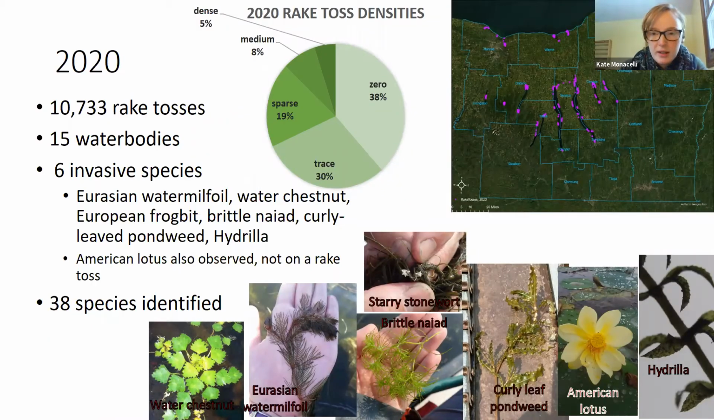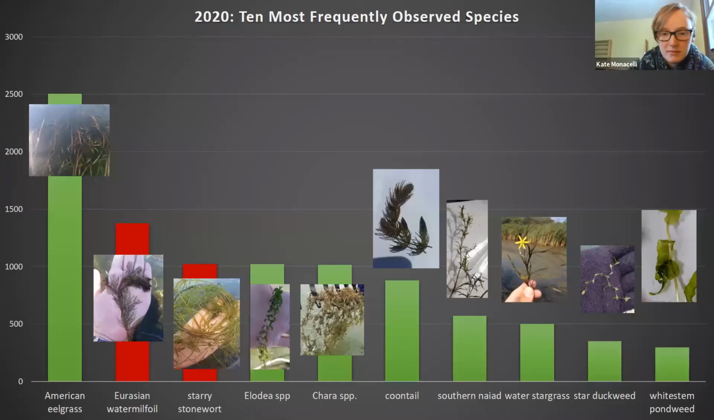In 2020, I showed similar data to our 2019 data. But I'm just impressed with the number of rake tosses our team was able to do last summer: 10,733 rake tosses across 15 water bodies. With American eelgrass still being our most frequently observed species, followed by Eurasian water milfoil and starry stonewort.